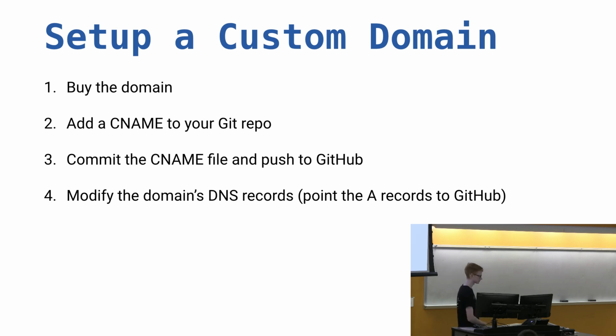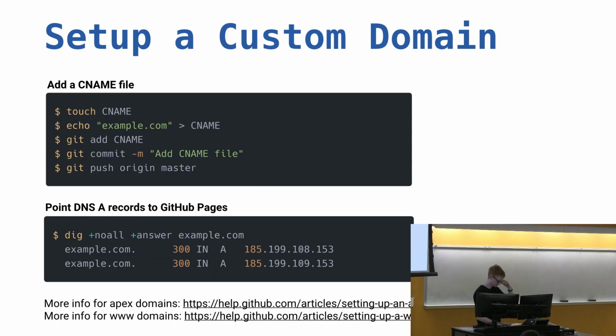So all we need to do is buy the domain, add a CNAME to our Git repo, commit the CNAME file, and push that to GitHub, then modify our domain's DNS records to point our A records to GitHub. Don't worry, we'll show all of this in a minute.